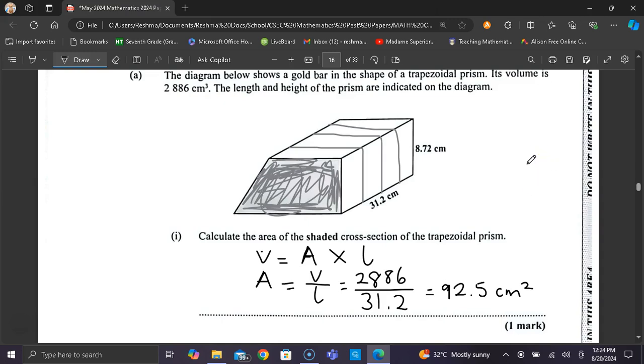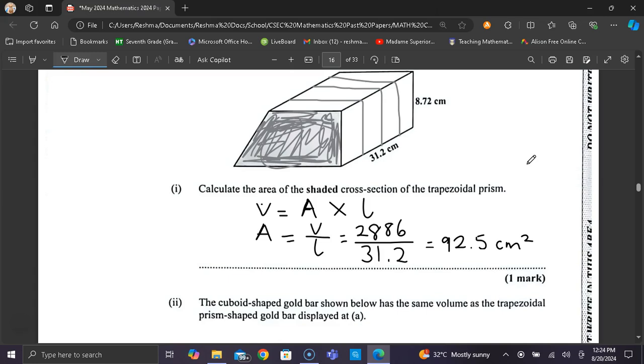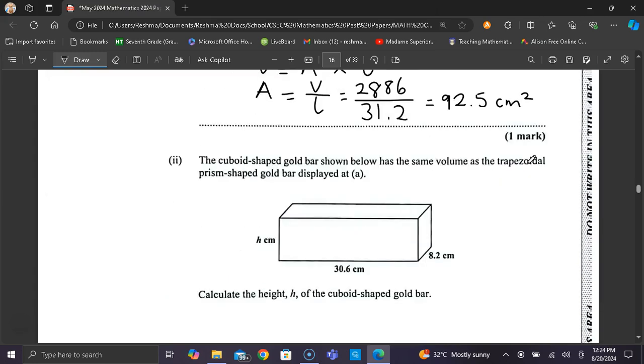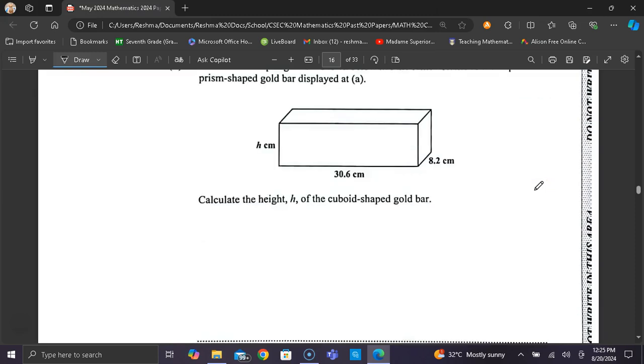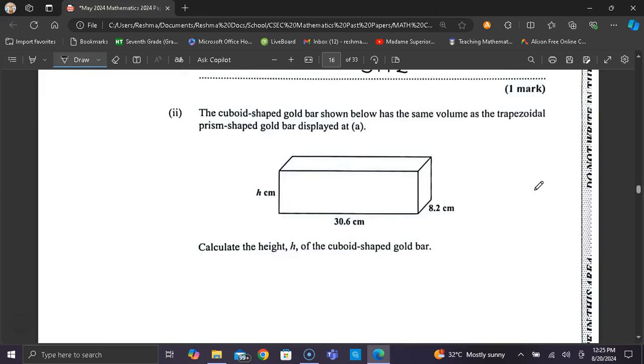Now let's go on to part 2 because this is related to part 1. So the cuboid-shaped gold bar shown below has the same volume as the trapezoidal prism-shaped gold bar displayed in part A. Calculate the height of the cuboid-shaped gold bar, and that is worth 2 marks.